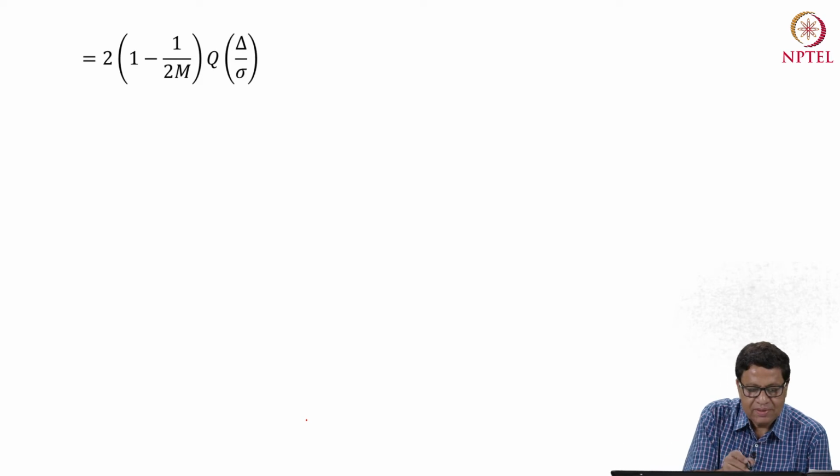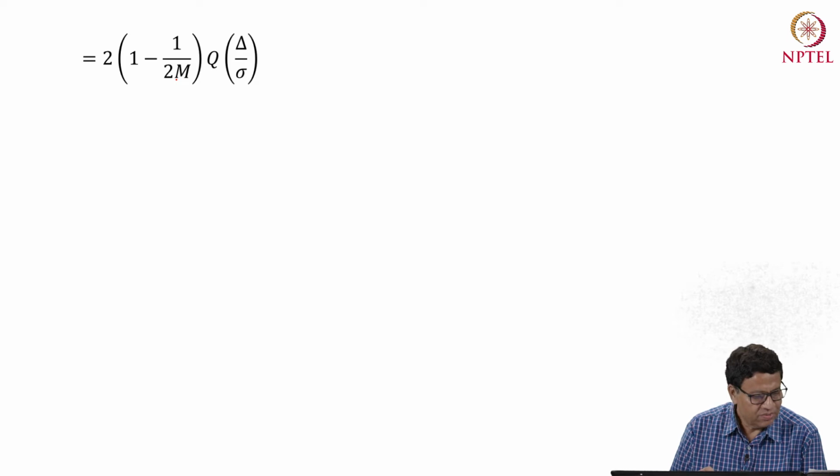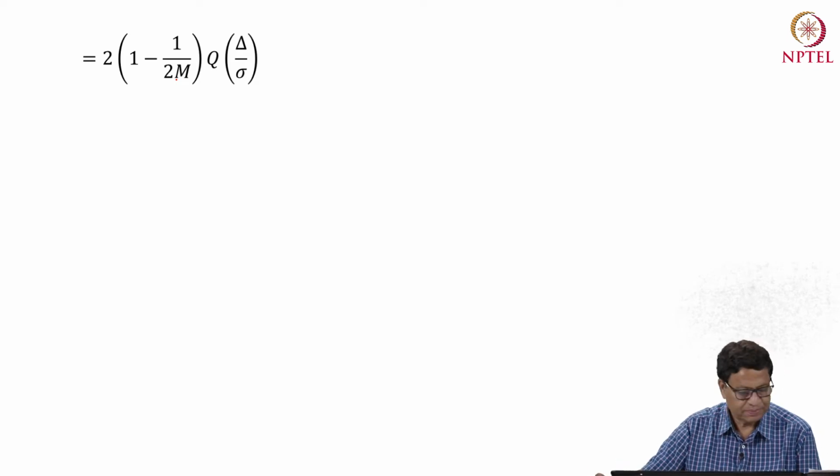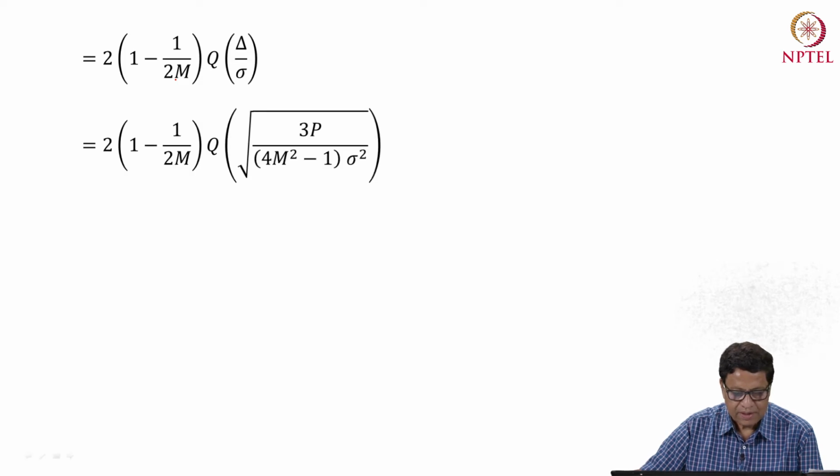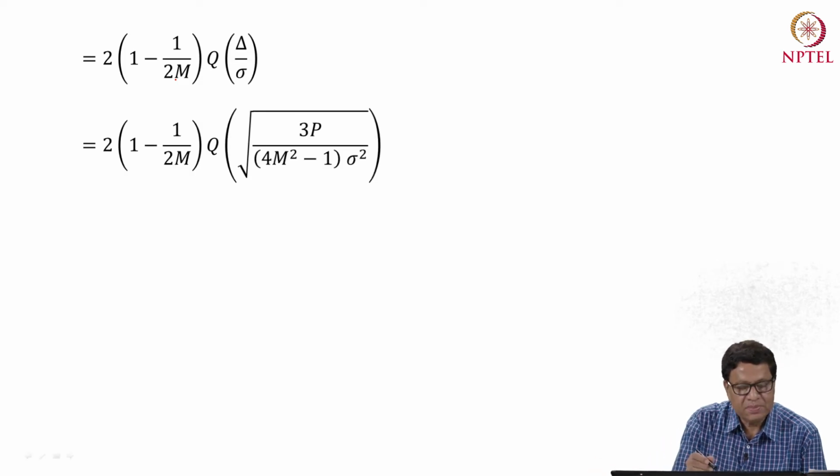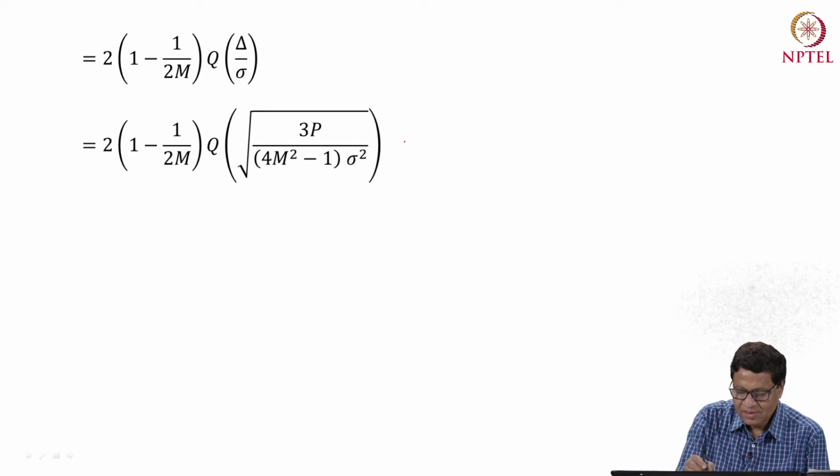So this can be slightly rewritten as (1 minus 1 by 2M) into Q(delta by sigma). And this delta can be written in terms of power. So here I have replaced the value of delta in terms of power. So this is the square root of 3P by (4M squared minus 1) sigma squared. So this is the probability of error, BER, for M-ary system.